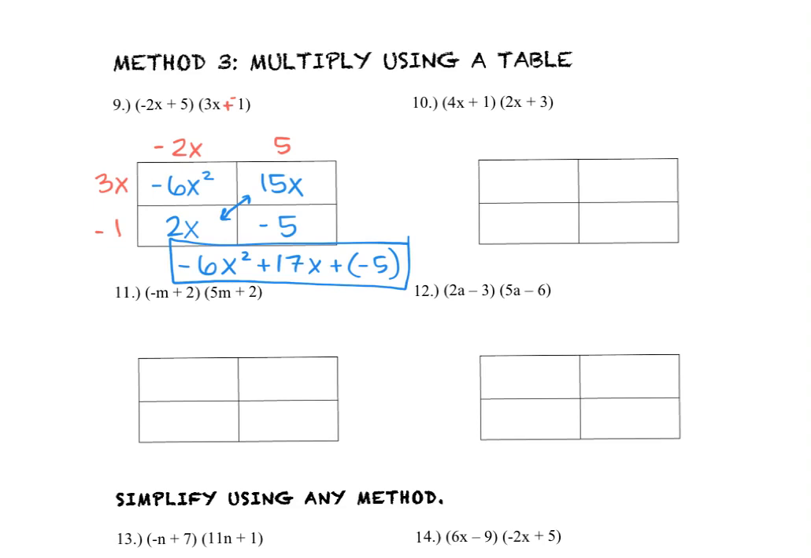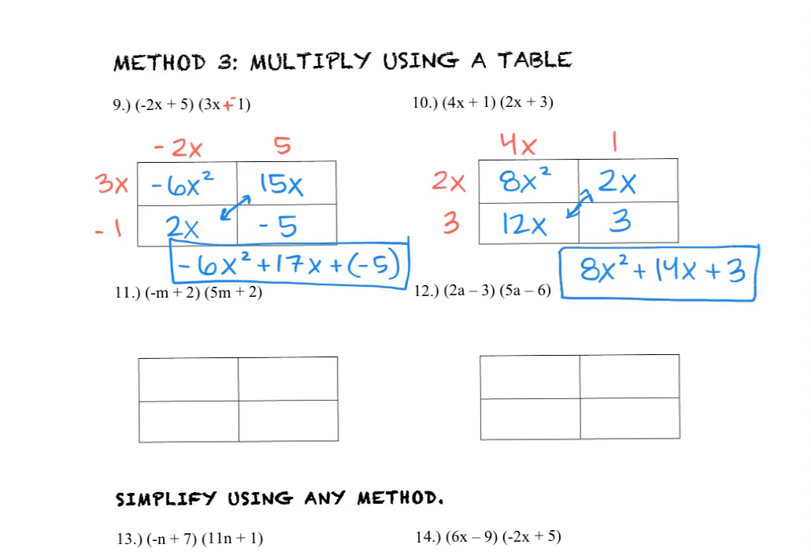All right, let me show you another one this way. So along the top, I'm going to put here 4x and 1. Along the side, 2x and 3. So 4x times 2x is 8x squared. 2x times 1 is 2x. 4x times 3 is 12x, and 3 times 1 is 3. So I've got 8x squared, and then I'm going to add the 12x and the 2x to get 14x plus 3. And that would be my final answer there.